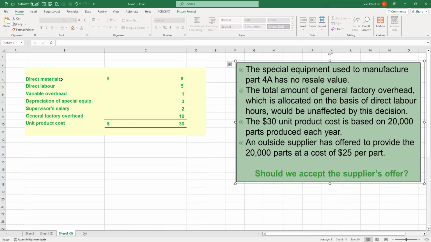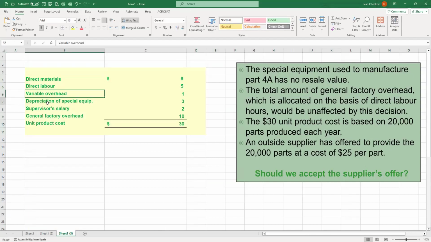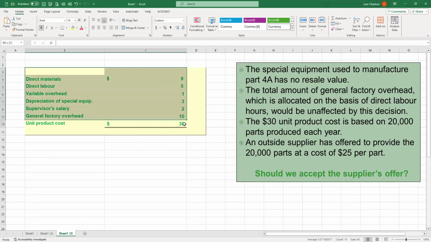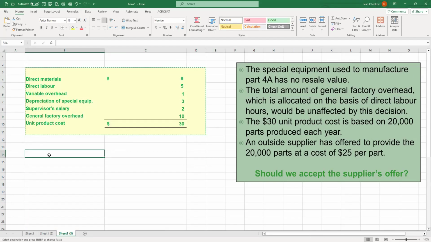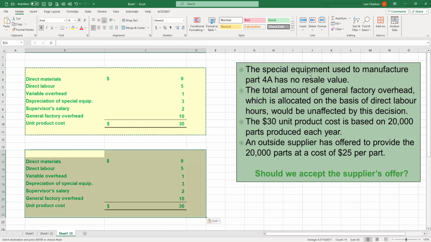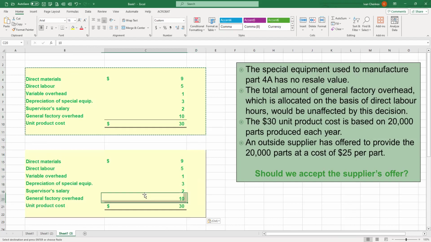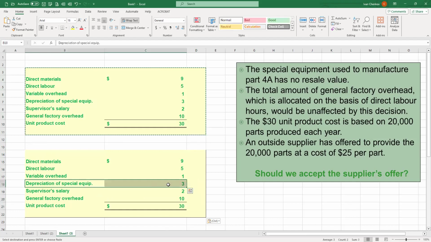So this company has the direct material, direct labor, variable overhead, depreciation, special equipment, supervisor salary, and general factory overhead. Unit product cost is $30. That's based on our statements. Now let's take a closer look at the entire statement and see what's going on. First, the special equipment, which is used to manufacture this product, has no resale value. So that depreciation of the special equipment is irrelevant. We can just get rid of it because there's nothing we can do with that equipment.